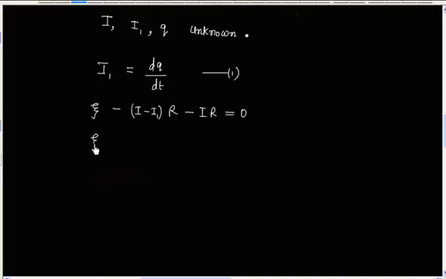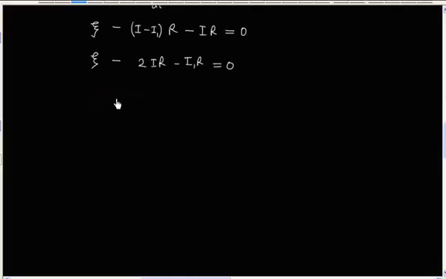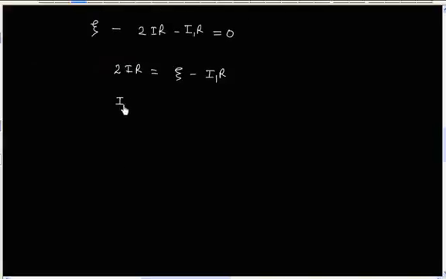We can write the same equation, ξ minus 2IR minus I1R equals 0, or from here we can write 2IR equals ξ minus I1R, or I equals (ξ minus I1R) divided by 2R. So let us say this is equation 2.